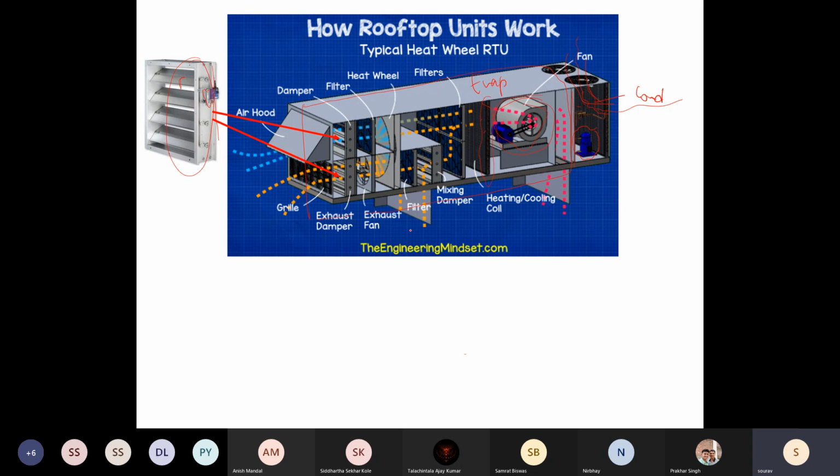So what you have over here is, again, a partition you see over here. This partition is to separate the fresh air and the exhaust air. So this is the return air line.